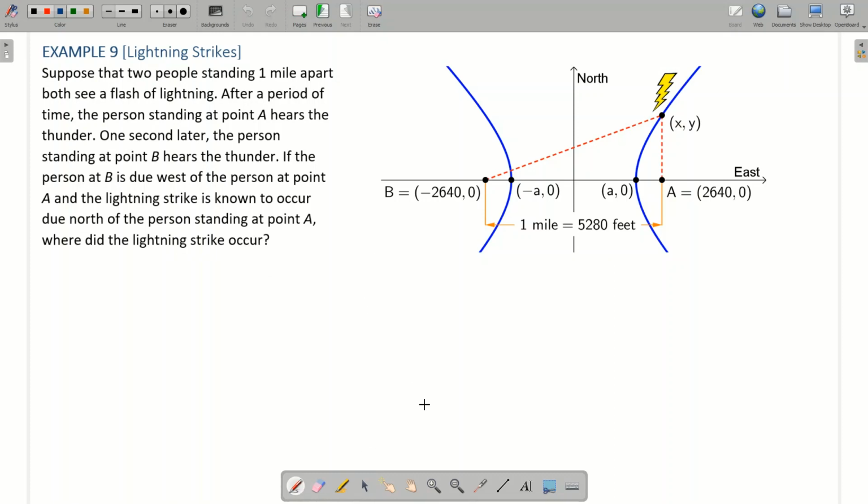Now, this problem has some special conditions that make it much easier to solve than the example I explained before. The main thing being that we know that the lightning was directly north of the person at A. That's really what makes this much simpler. Okay, so we've modeled this with a hyperbola centered at the origin. It said that the 2 people are 1 mile apart from each other. So that's the distance between each of the foci is 1 mile. So I've labeled that as 5,280.